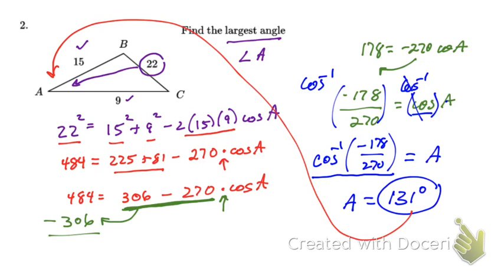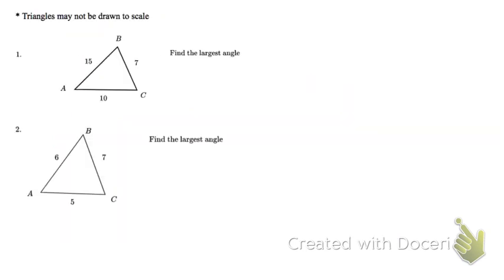Okay, so that's it for the examples. Your homework, there they are. You can pause and copy those down. And again, I have a little note up there that the triangles may not be drawn to scale. In both of these, you have to find the largest angle like we did in our examples. That's the only answer you have to find.